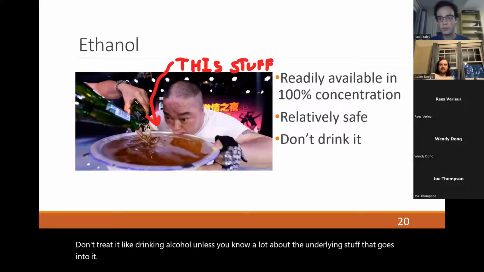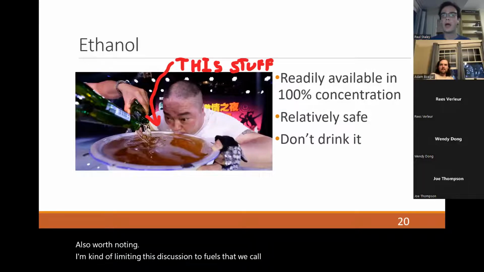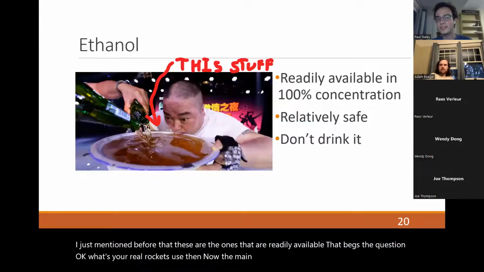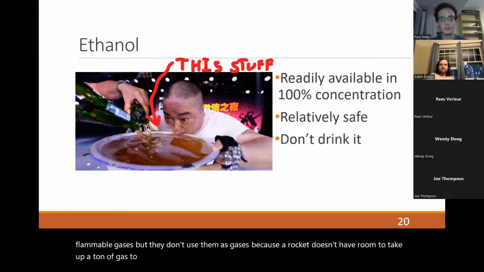Cool. Also worth noting, I'm kind of limiting this discussion to fuels that we call non-cryogenic here. I just mentioned before that these are the ones that are readily available. That begs the question, okay, what do real rockets use then? Now, the main thing they use are really, really highly flammable gases, but they don't use them as gases because a rocket doesn't have room to take a ton of gas to space. Instead, they compress them and cool them down enough that they become liquids.